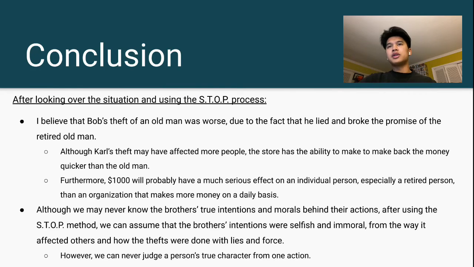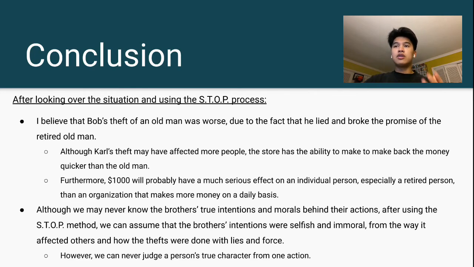In conclusion, I believe that Bob's theft of an old man was worse due to the fact that he not only stole from him, but also lied and broke the promise of the retired old man. And although Carl's theft may have affected more people, the store has the ability to make back more money quicker than the old man can, and it did affect more people, but it affected them on a much smaller scale.